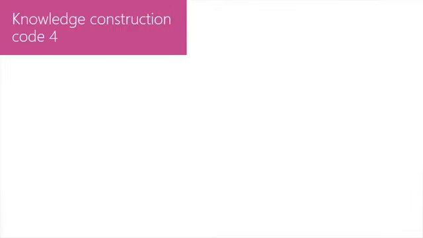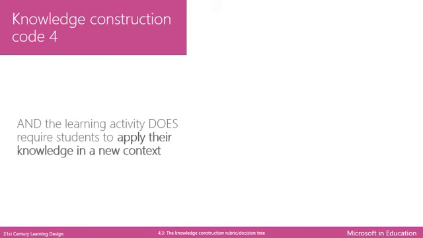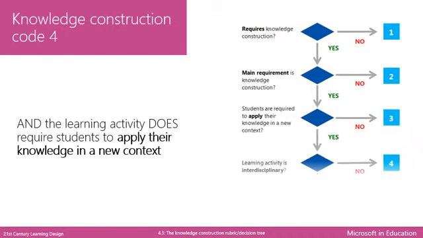Right, okay. If the learning activity does require students to apply their knowledge in a new context, I move to the next question and ask if the learning activity is interdisciplinary. That is, does it have learning goals in more than one subject? If not, then the learning activity is coded at a 4. This means that the learning activity's main requirement is knowledge construction, and the learning activity does require the students to apply their knowledge in a new context. But the learning activity does not have learning goals in more than one subject.